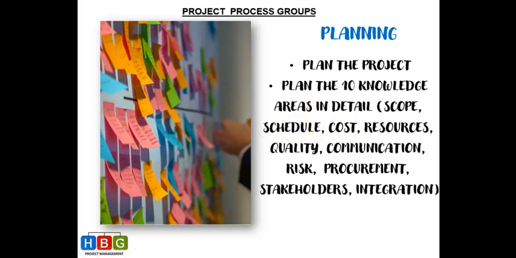Everything in a project runs according to a schedule or a time that has been allocated to it. So we plan the schedule in detail because we have a definite start date and a definite end date, and the schedule is planned accordingly. Then we start looking at the cost of the project.